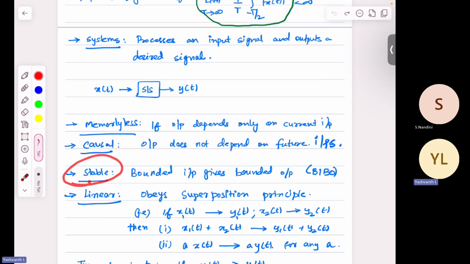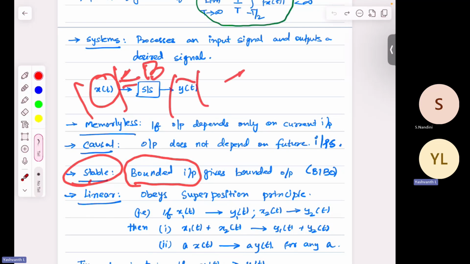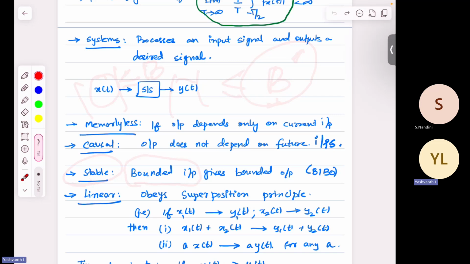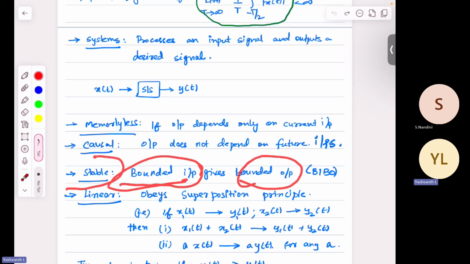Now, what is a stable system? If you give a bounded input, that is, if your input signal is bounded by some number, let's say mod of x of t is less than capital B, then mod y of t should be less than some other number B dash. B and B dash need not be equal, but it should be bounded. So if a system obeys that property, that is, if the system gives a bounded output for a bounded input, then such a system is said to be stable in the BIBO sense. That is, it's a bounded input, bounded output stable system.